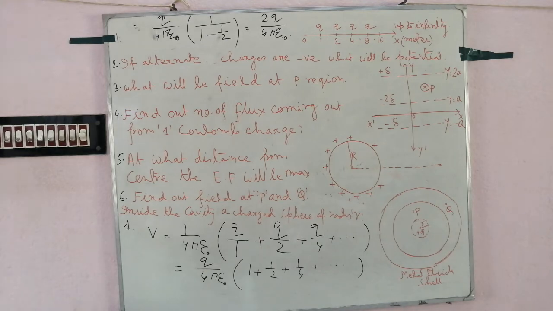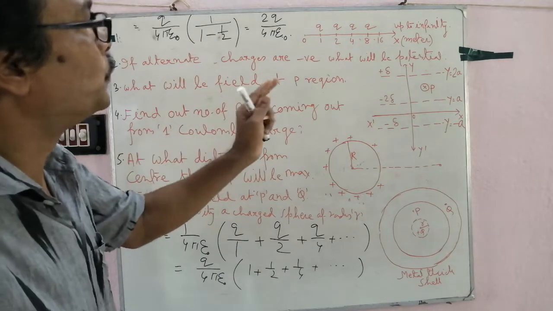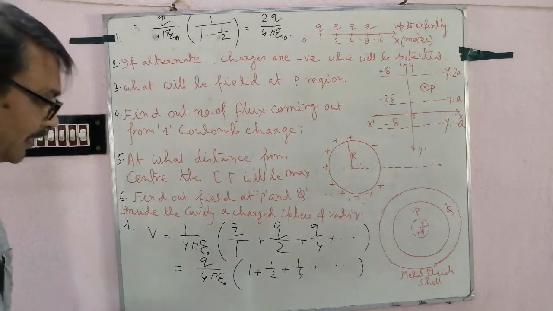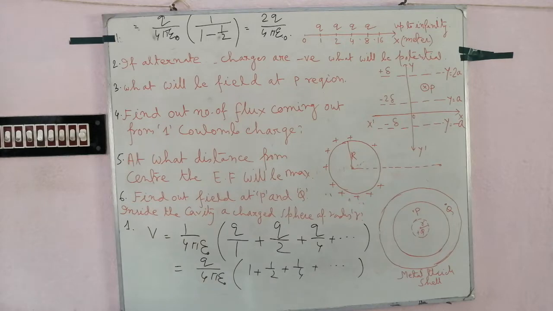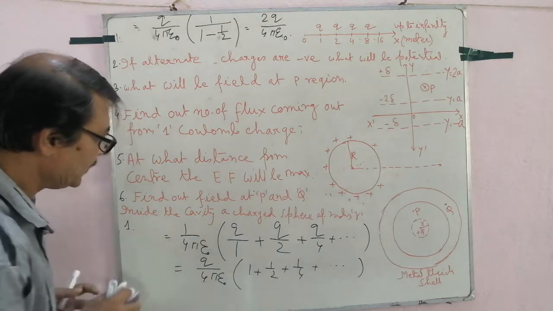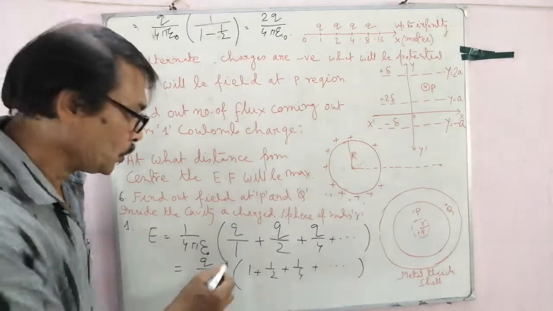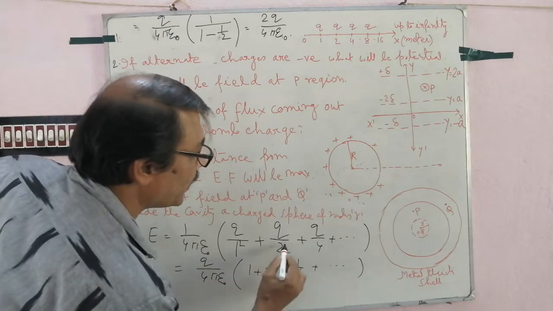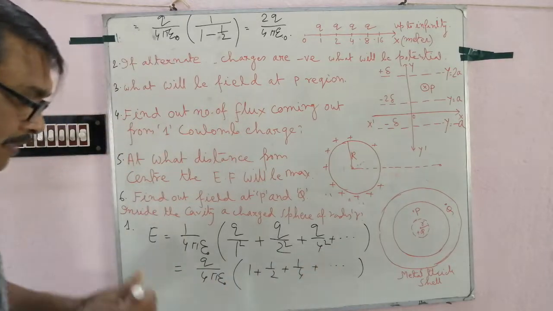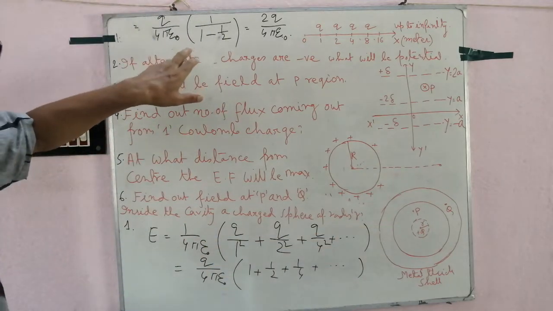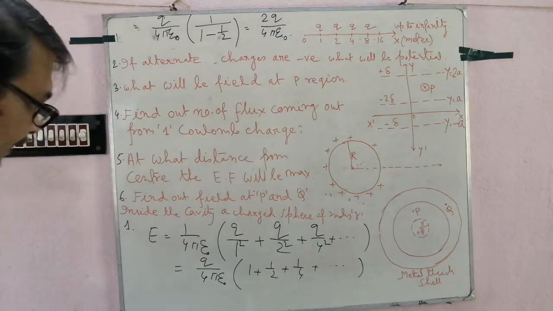Similarly, if you have to find out the field, then what will be there? Note it at first. In case of field, follow, E equal to 1 by 4 pi epsilon naught, q by r square, 1 square, 2 square, 4 square, then 8 square. In a similar way you can find out the result. Clear?